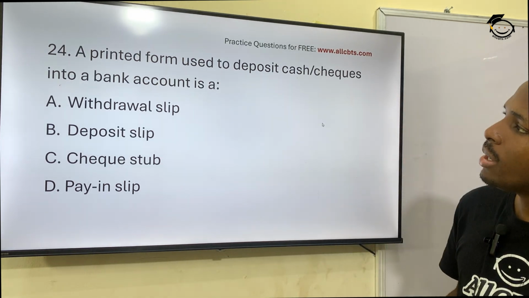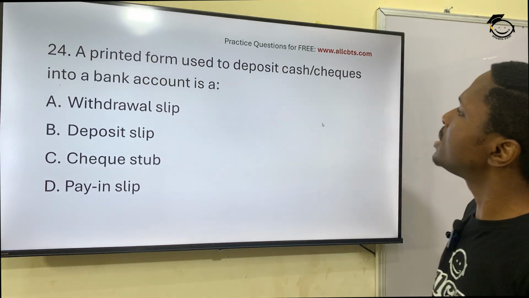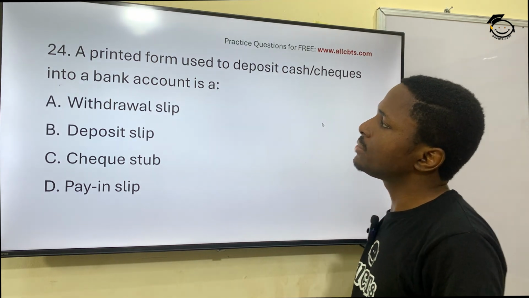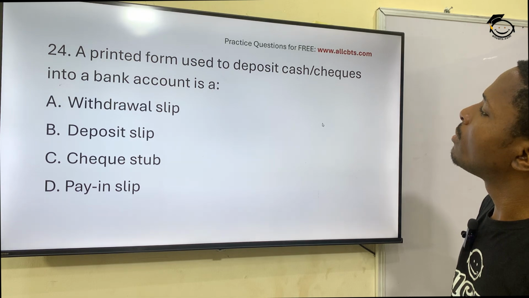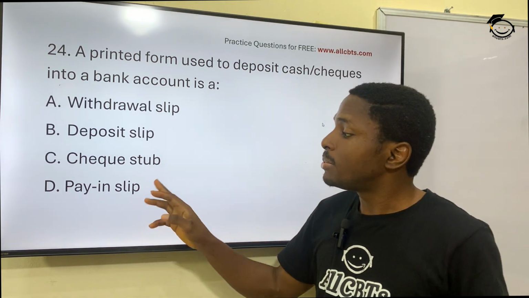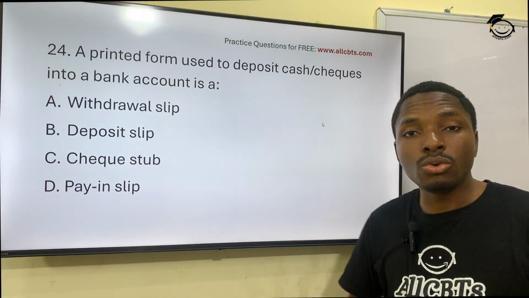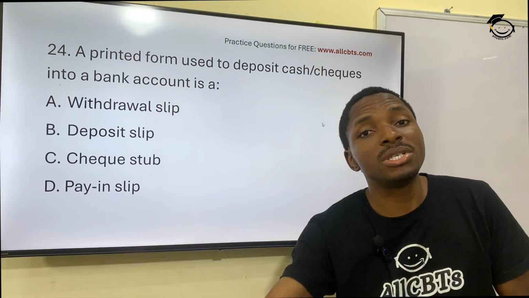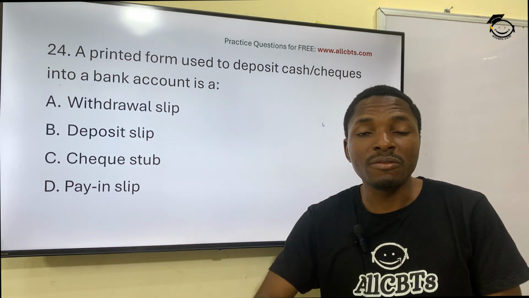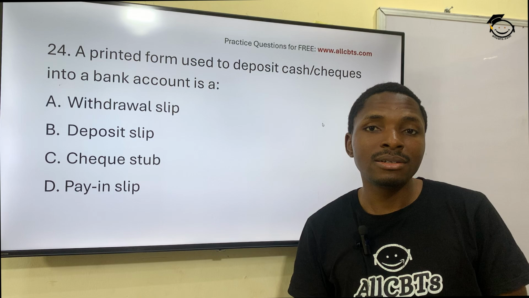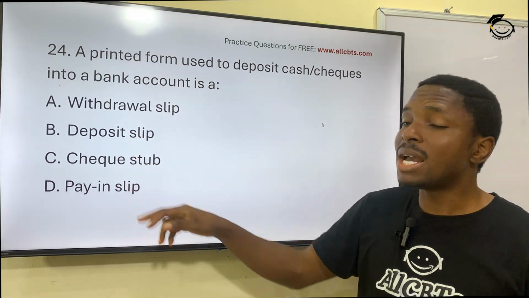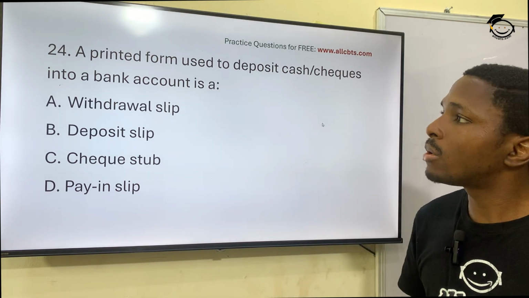24. A printed form used to deposit cash or check into a bank account is a what? Deposit slip. You have withdrawal slip, deposit slip, stop payment slip. So when you go to the bank, you have 10K and you want to deposit it into your bank account. The bank will give you a deposit slip, which you will fill at the counter to deposit the money. It's also called a paying slip. So B and D can work.